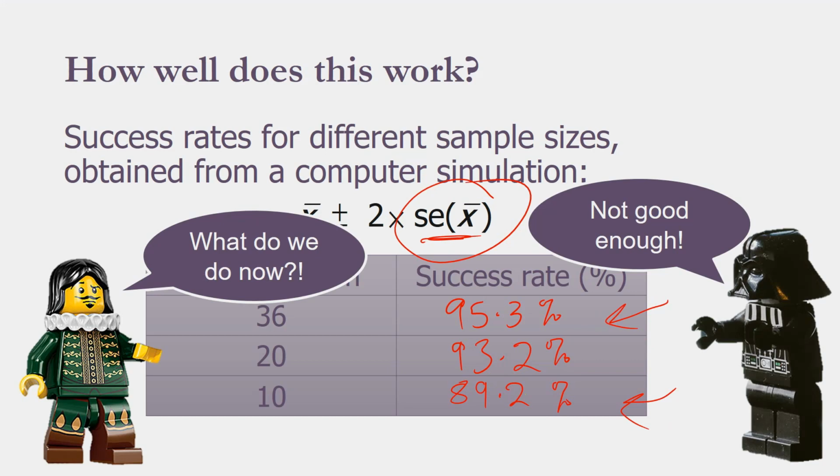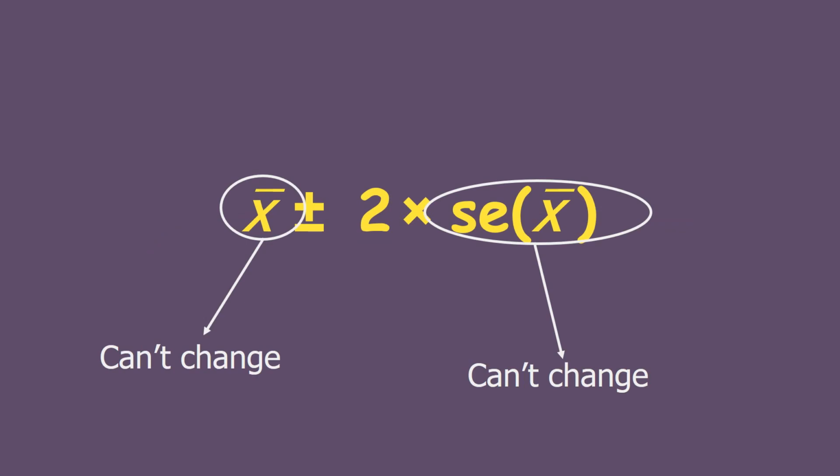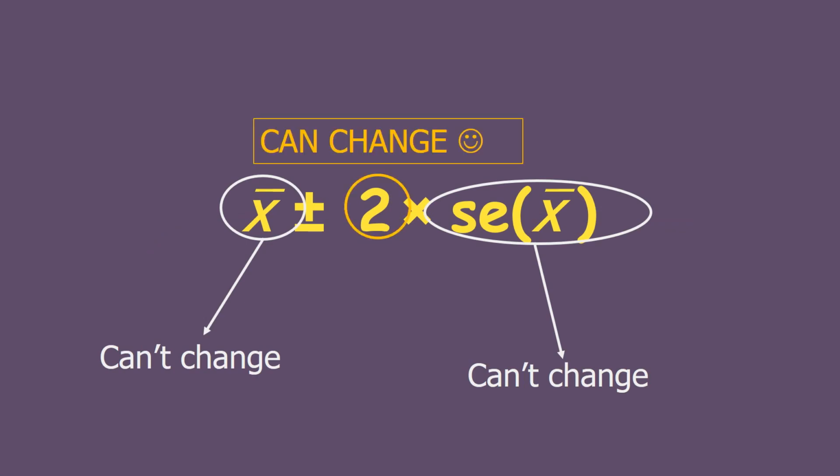So what are we going to do? What do we do? Well, here's our formula as it stands right now. We can't change either of those two things. They come from the sample data, right? The sample mean or the standard error, which is based on the sample size and the sample standard deviation. So we can't change either of those things, but we can change this too.